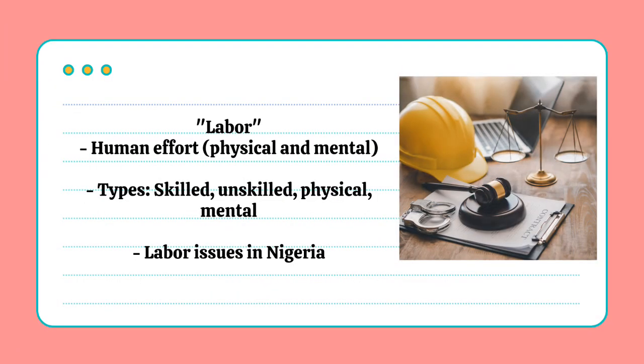Let us move on to number two, labor. Labor represents the human effort, both physical and mental, involved in production. It includes physical labor, e.g. construction workers building roads in Abuja, mental labor such as software developers in Lagos Tech Hub, skilled labor like the artisans in Kano leather industries, unskilled labor such as the manual workers in agriculture.